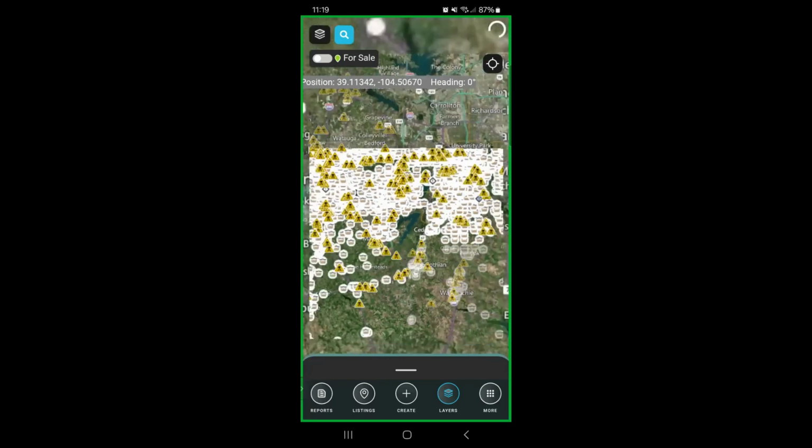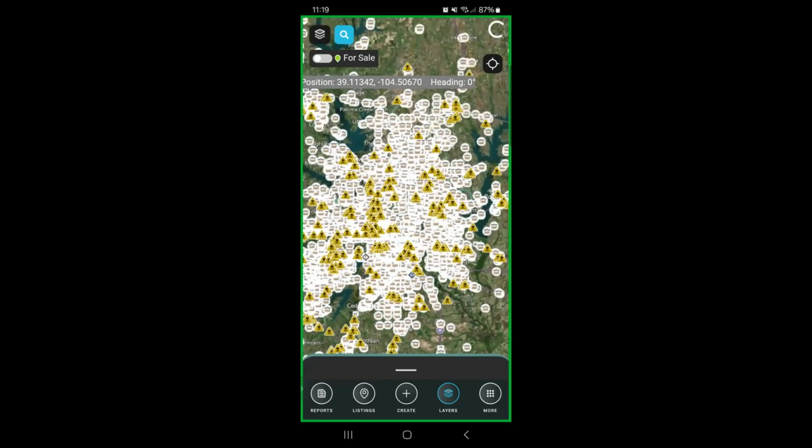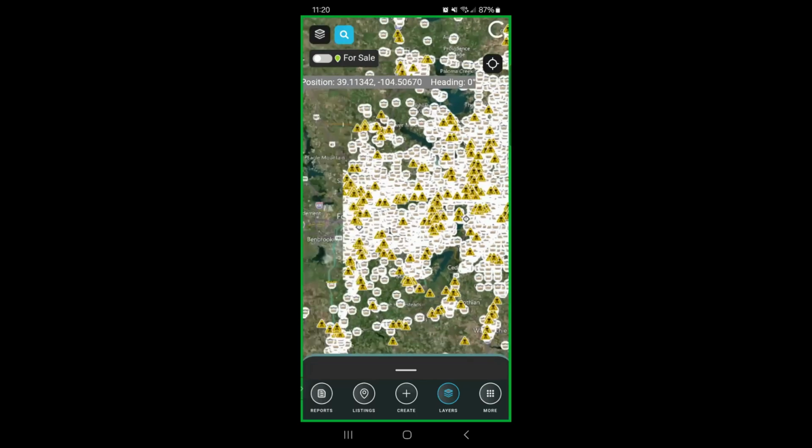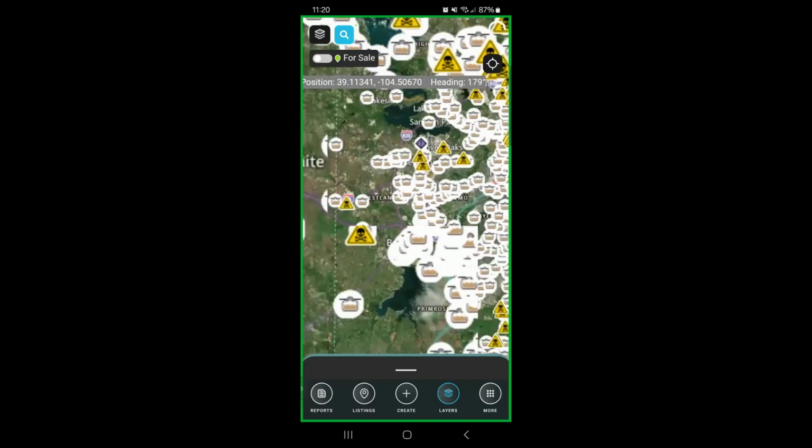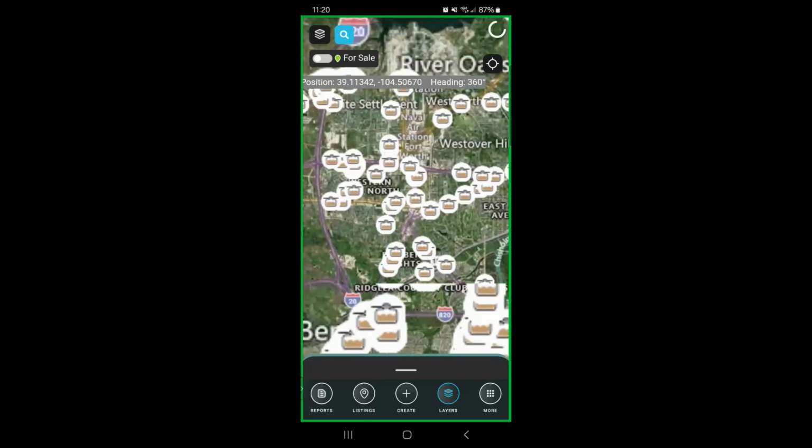If I zoom out even further, again, a lot of people just subscribe to LandApp just to see what's there, looking at either purchasing real estate, selling real estate, what are the potentials. But we're going to go ahead and zoom in here, and we'll take a look.